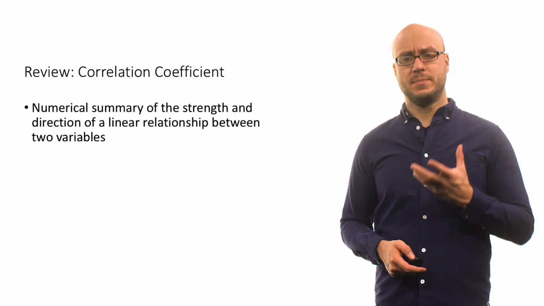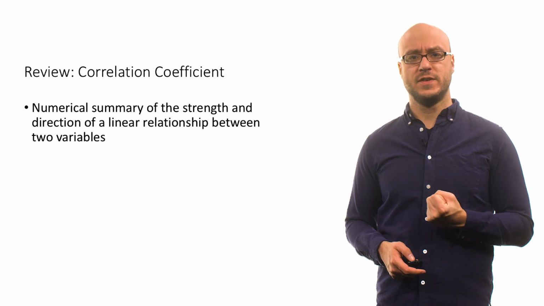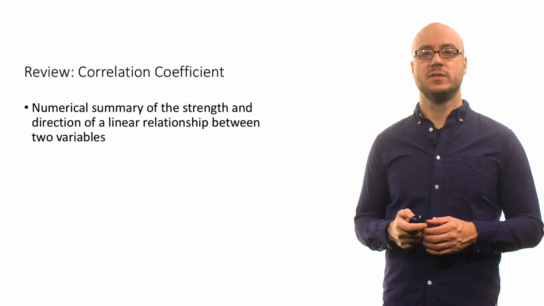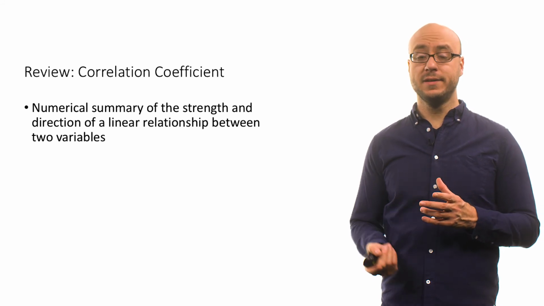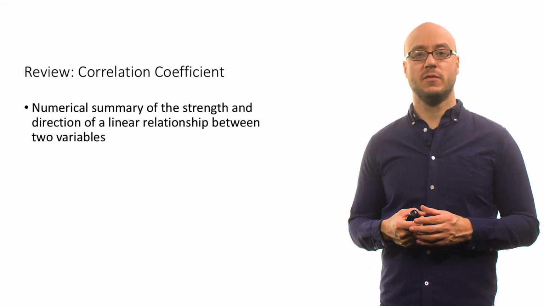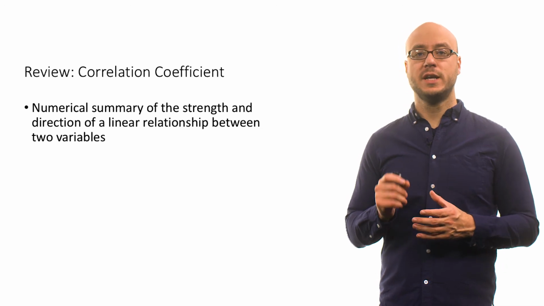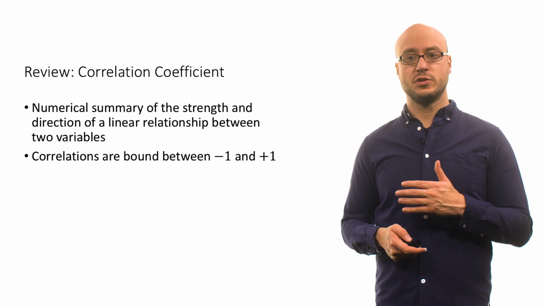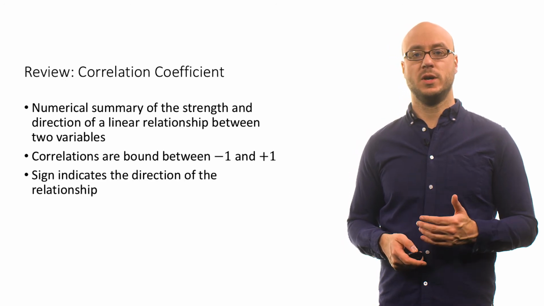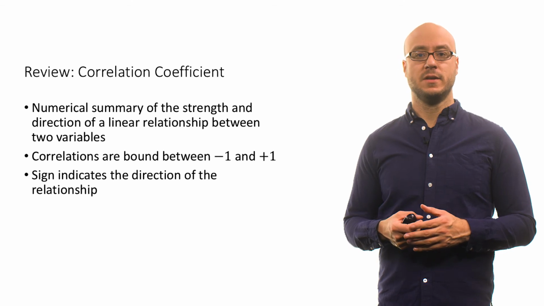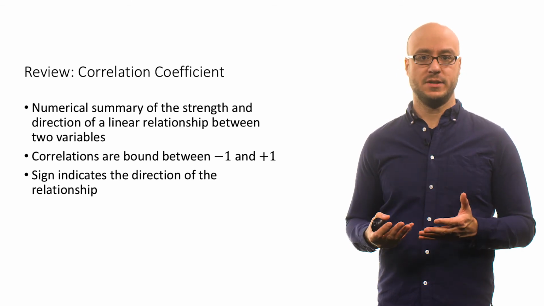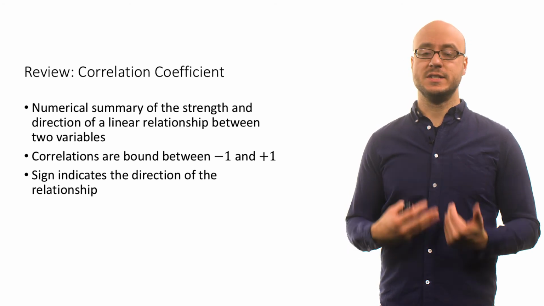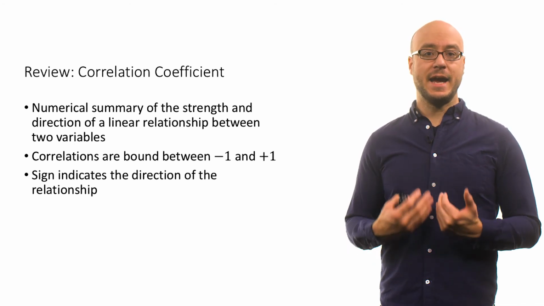So just to recap, the correlation coefficient is a numerical summary, and it gives both the strength and the direction of a linear relationship between these two variables, unlike, for example, the covariance. Covariance only gives the direction of a linear relationship. It doesn't give the strength. Correlations are bound between -1 and +1. The sign is going to indicate the direction of the relationship. A positive value of a correlation coefficient indicates a positive linear relationship. If it's negative, it indicates a negative linear relationship.